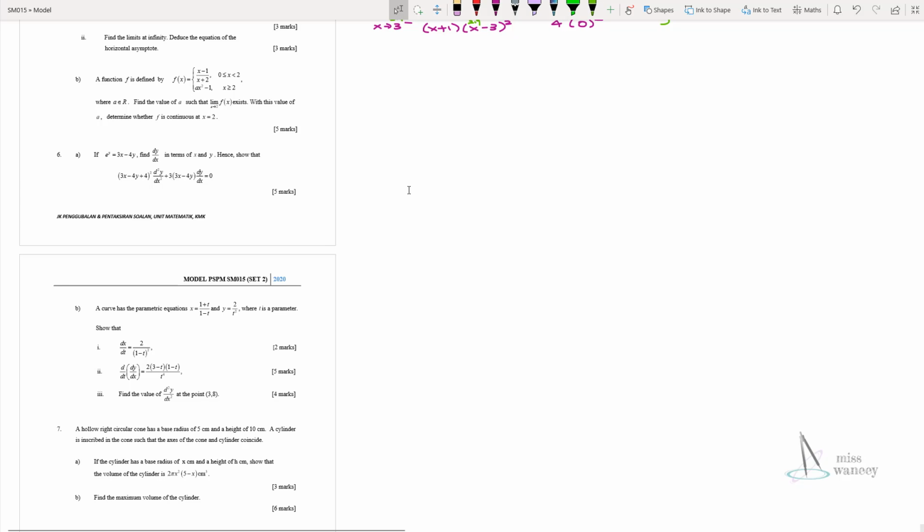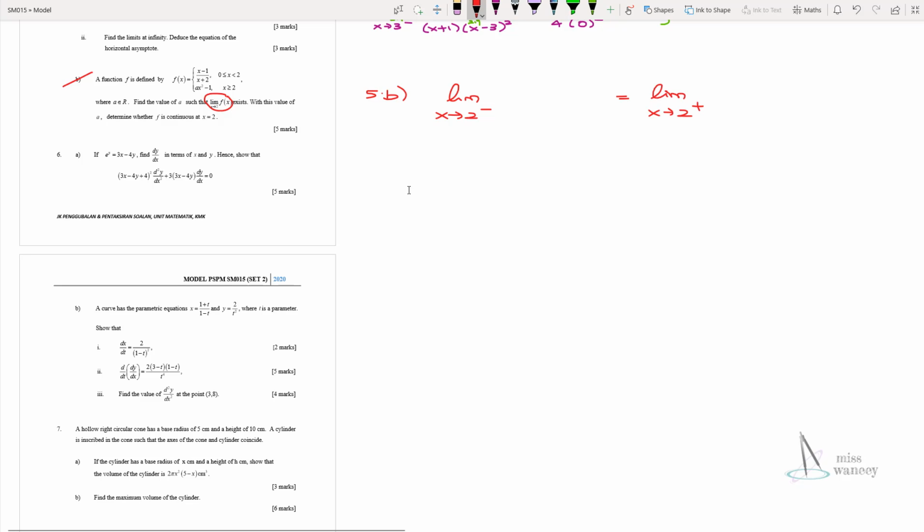Okay, so now I'm done with 5A, so let us do 5B. A function f is defined by, and so on. Find the value of a such that the limit as x approaches 2 of f(x) exists. With this value of a, determine whether f(x) is continuous at x equal to 2. Now we said that the limit as x approaches 2 of f(x) exists. So it simply means that the limit as x approaches 2 on the left hand side must be equal to the limit as x approaches 2 on the right hand side.